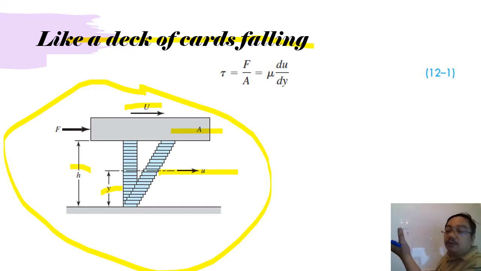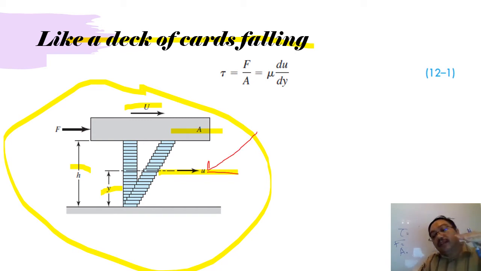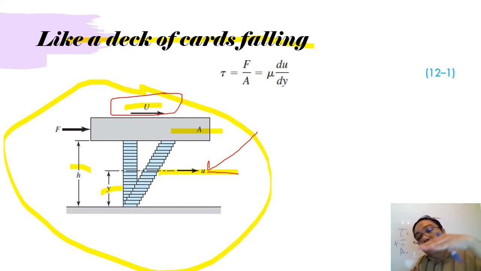U is the velocity. This is small u here, the velocity of the slip, and capital U here is the velocity of the journal. Y is any point between the slip up until the journal, and H is the height of the journal.